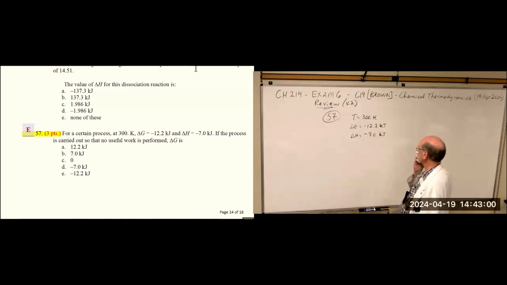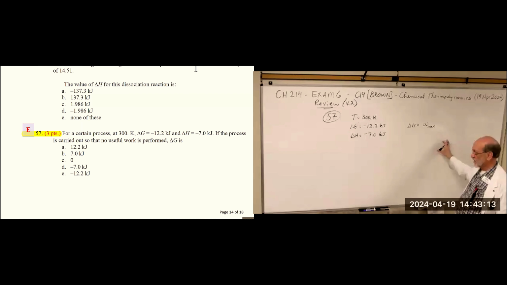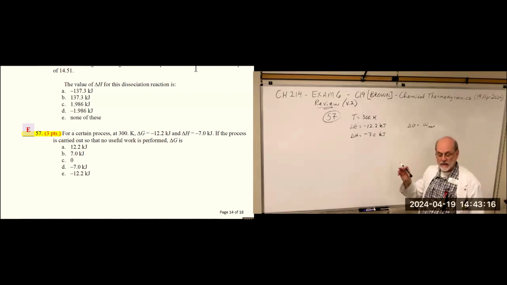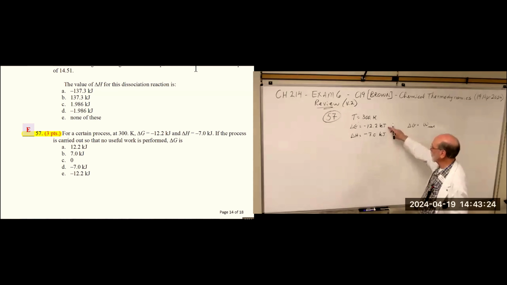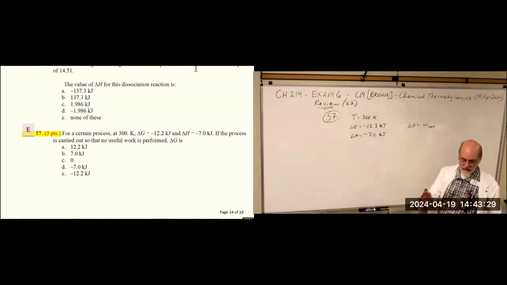Oh, this was too easy. Delta G is equal to the maximum amount of work that you can get out of a process. If negative, it's spontaneous, and we can get that much work out of it, maximum. But what they're telling us is that the process is carried out so that you don't get any useful work out of it.